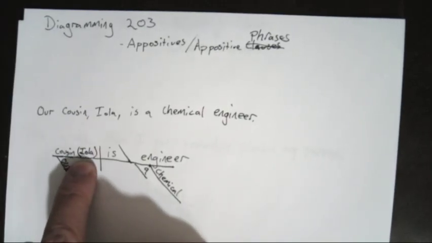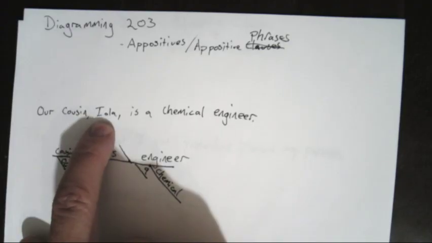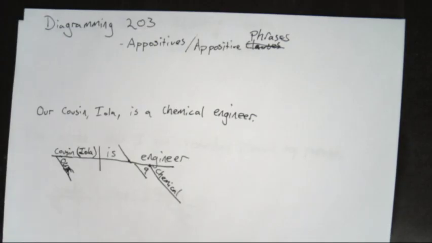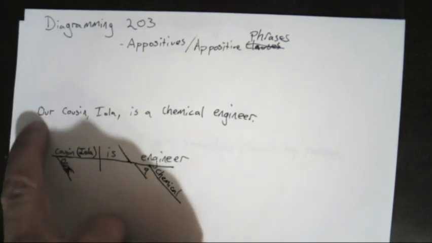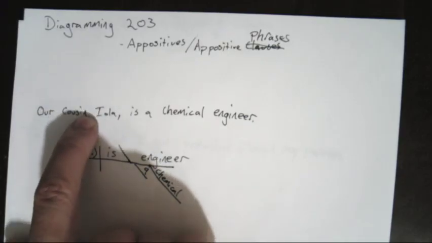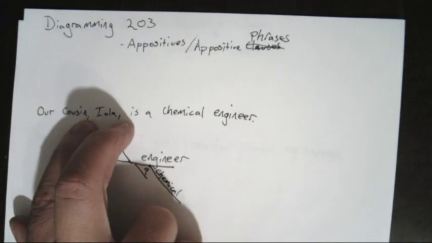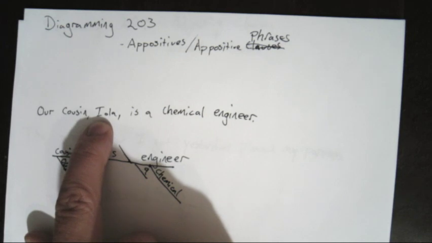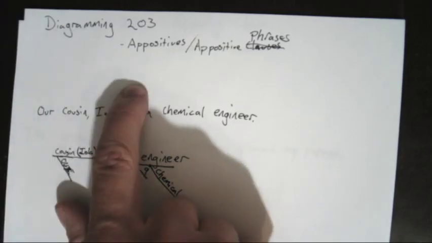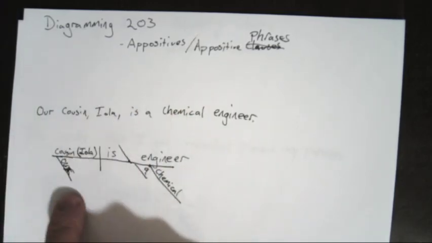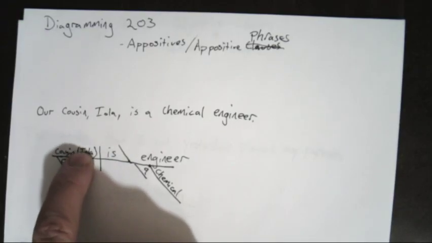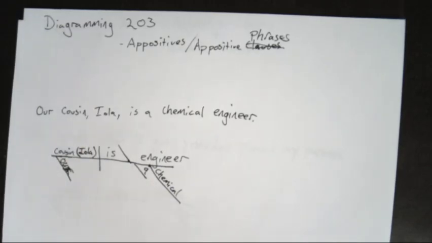Cousin is just being clarified by Iola, right? Now, the important thing with appositives, and I saw this on some of your homework, is whatever comes first, that's the actual subject. And then the clarifying statement comes after. Okay? So in this case, cousin is the subject, and Iola is just clarifying it. If this was written just the other way, if it was Iola, our cousin, is a chemical engineer, then Iola would be on the outside of the parentheses over here, and then cousin would be on the inside of the parentheses, and our would be over here. Hopefully that's making sense to you guys.